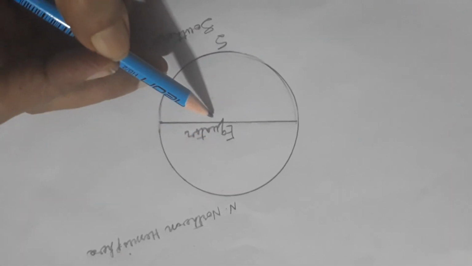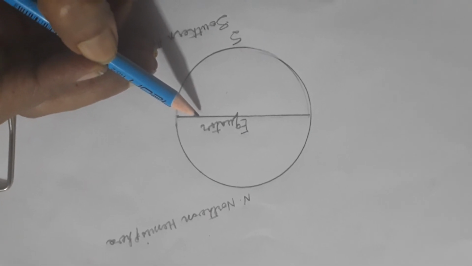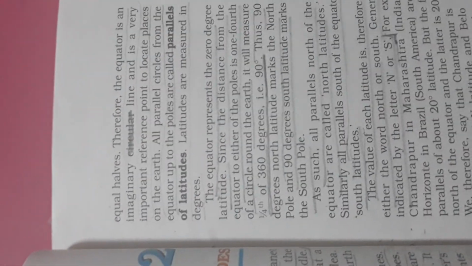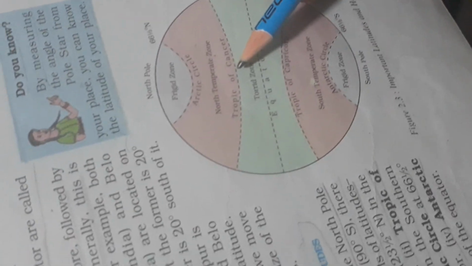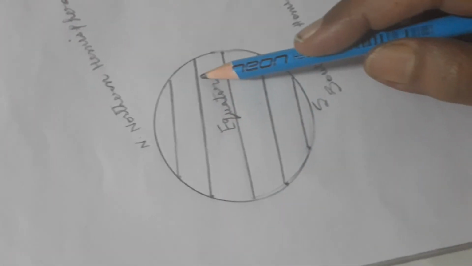Therefore, the equator is a very important reference point to locate places on the Earth. All parallel circles from the equator up to the poles are called parallels or latitudes. You can draw parallel circles or horizontal lines.